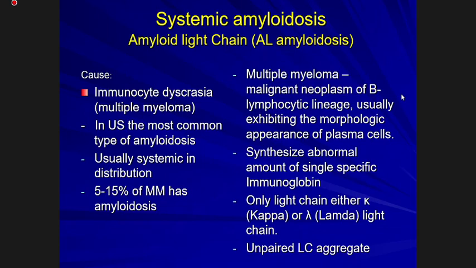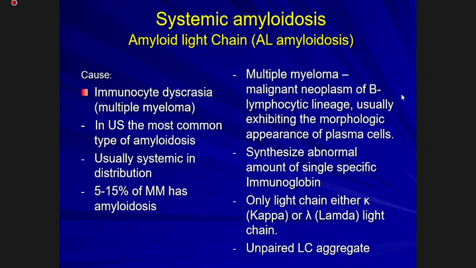Remember, we say immunocyte dyscrasias can cause AL type amyloidosis. It actually only occurs in about 5 to 15% of patients with multiple myeloma. So not all patients with multiple myeloma will develop amyloidosis, only about 5 to 15% of them.